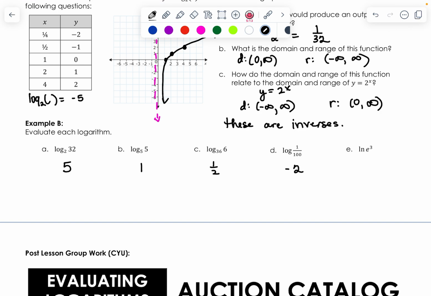Letter D, this is the common log. So 10 to what power is 1 over 100? That's -2. And this one, you're really asking yourself, e to what power is e to the third?